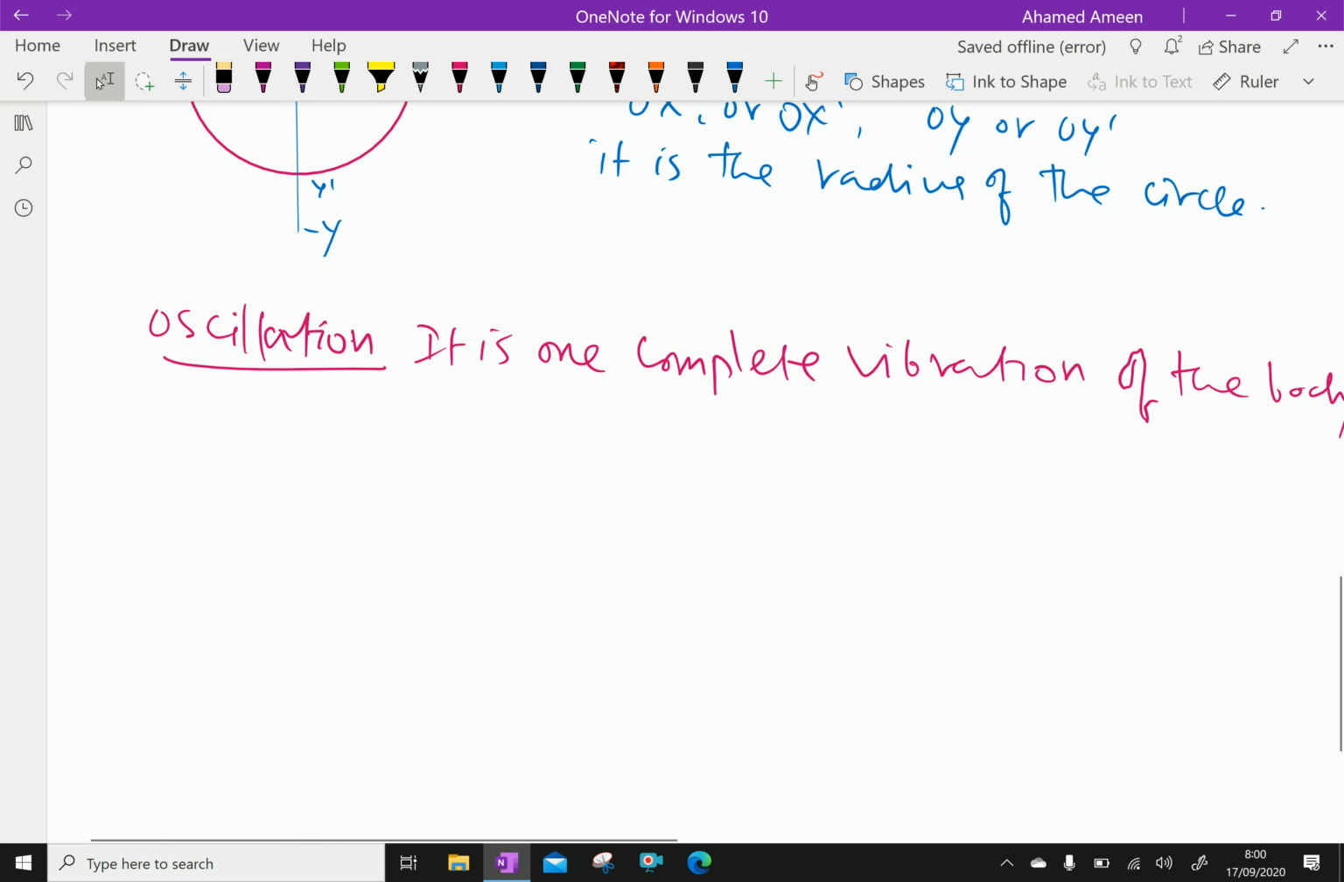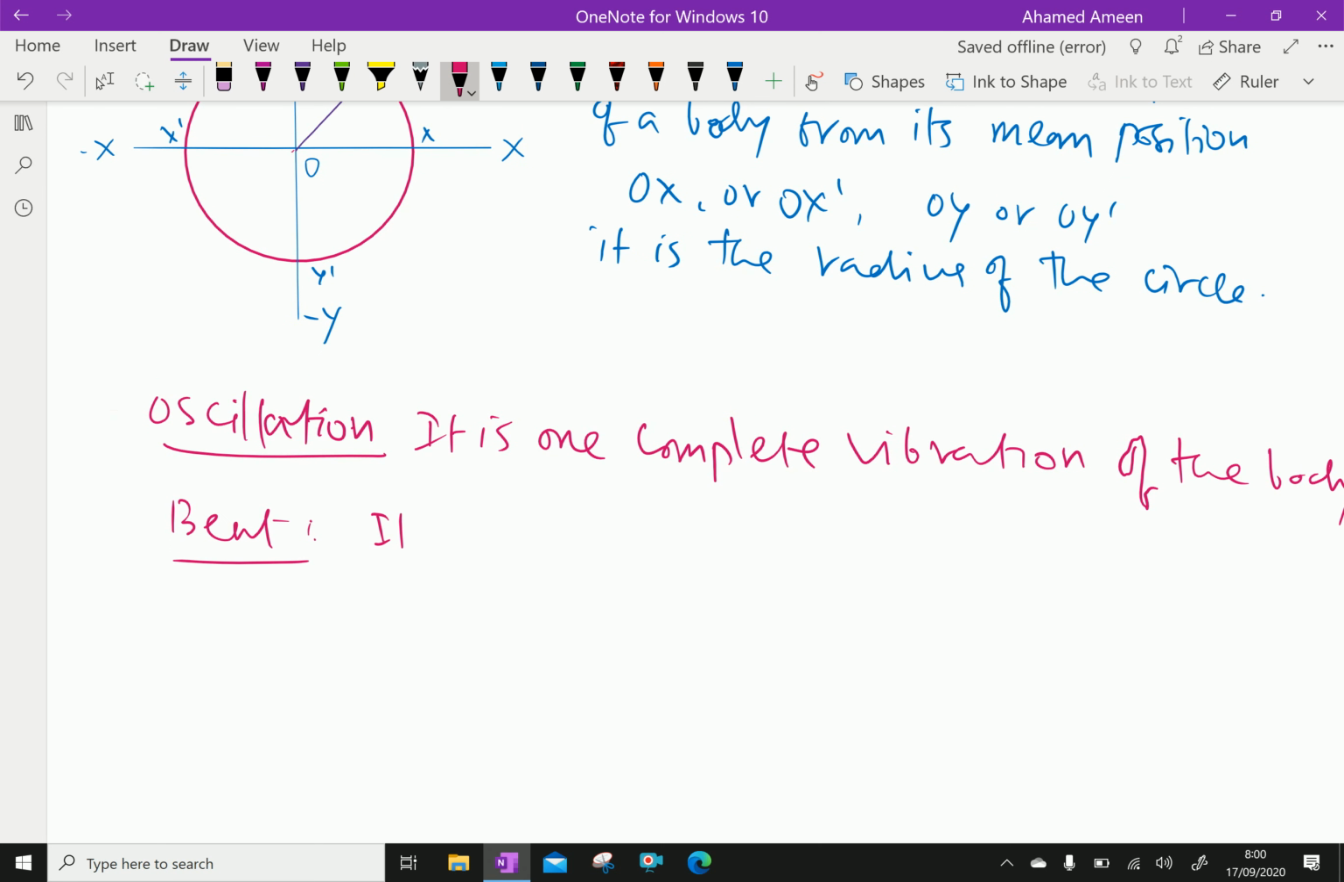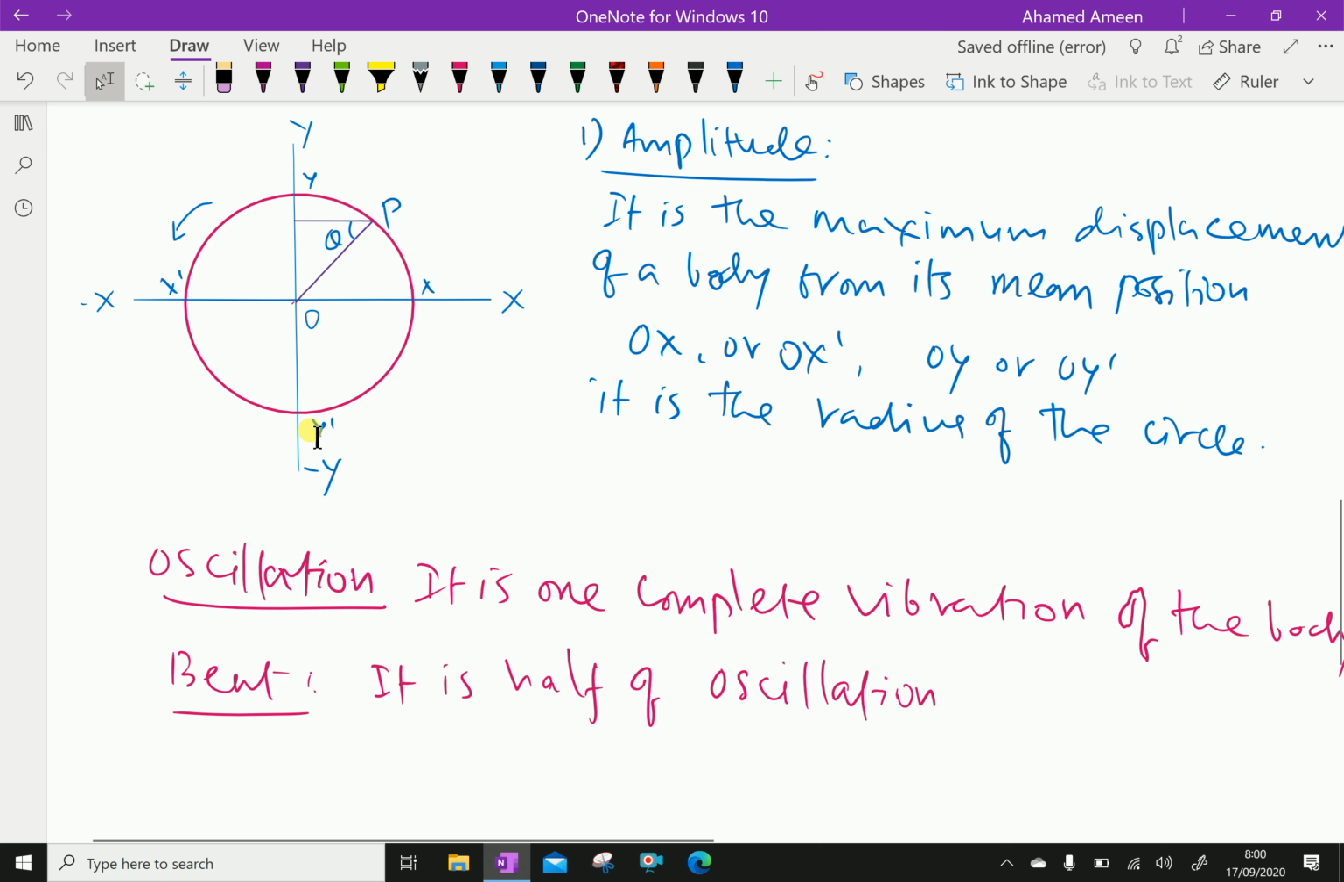And next is beat. Beat is half of an oscillation. That is, the body moves from Y to Y dash, or the body moves from X to X dash. This is one beat.